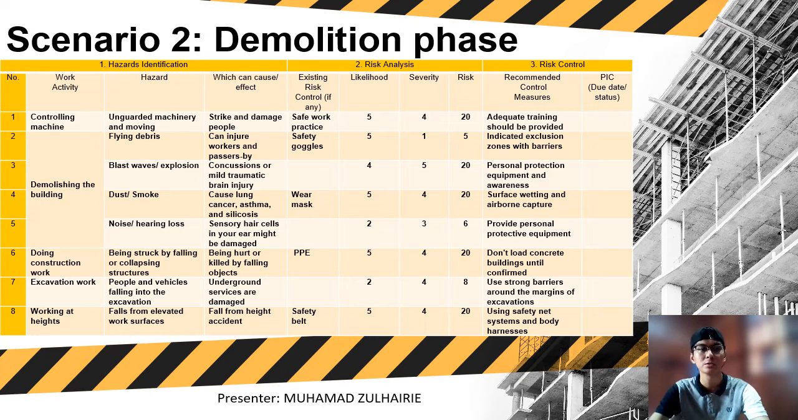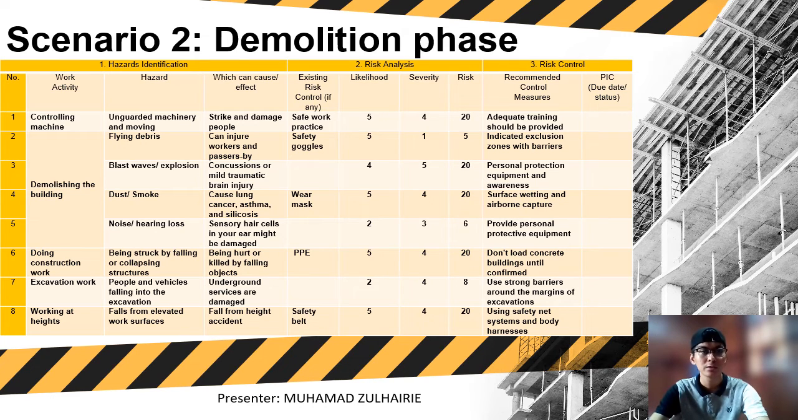The first one is controlling machines. The hazard is unguarded and moving machinery, which can cause strikes and damage to people. Risk assessment control is safe work practice. Risk analysis likelihood is 5, severity is 4, and the risk is 20, very dangerous. So the recommended control measure is that adequate training should be provided to all workers and drivers.